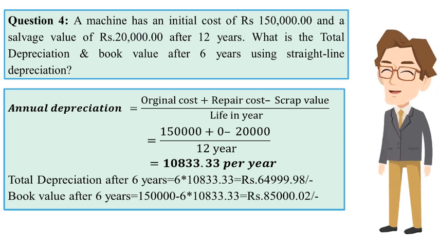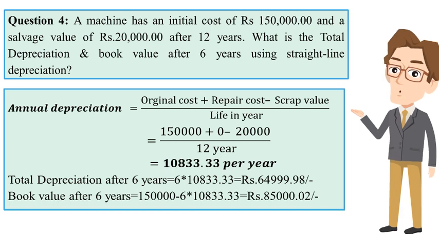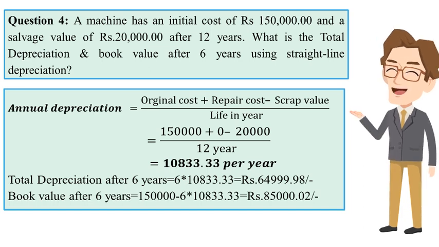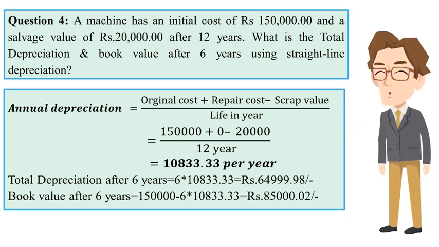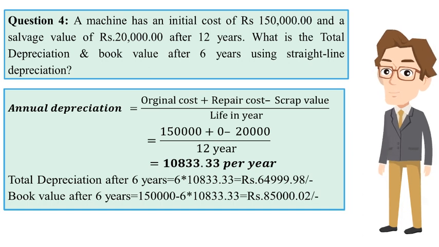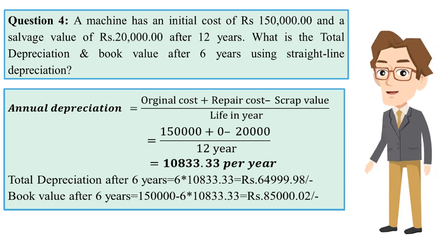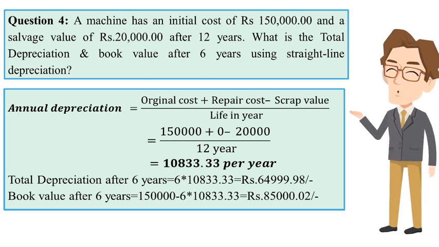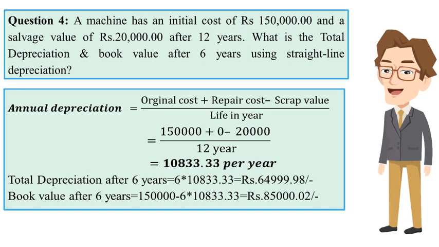The total depreciation after 6 years is calculated as 6 multiplied by annual depreciation equals Rs 64,999.98. Total depreciation after 6 years equals 6 times 10,833.33 equals Rs 64,999.98. The book value after 6 years is calculated as 150,000 minus 6 multiplied by 10,833.33 equals 85,000.02 rupees.